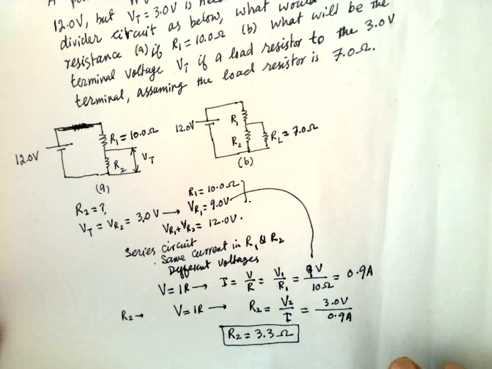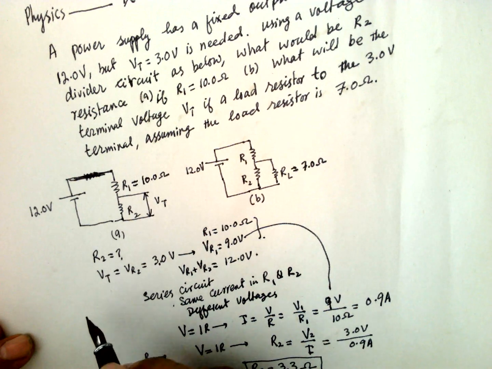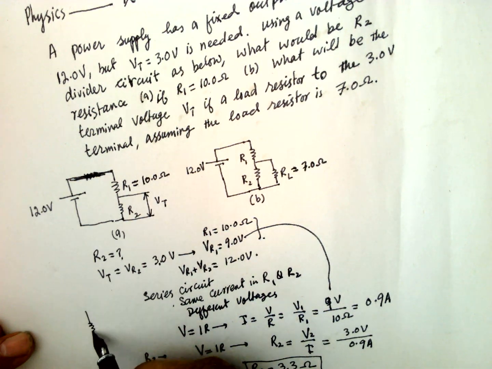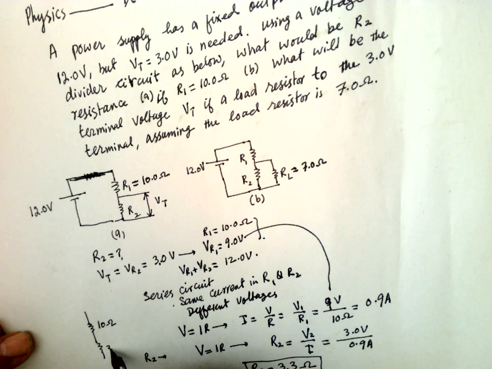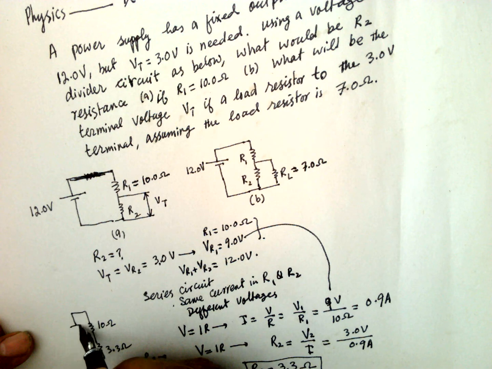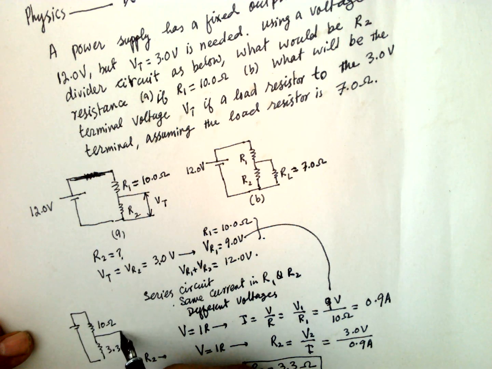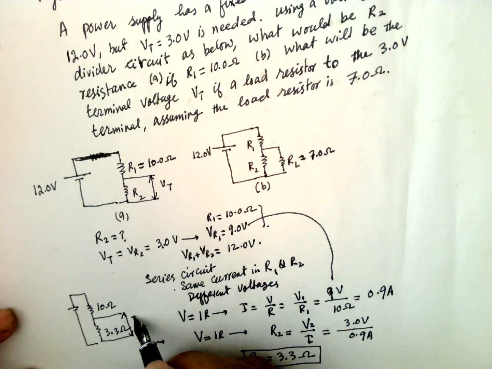So that means if the first resistor is 10 ohm, the second resistor is 3.3 ohm, then this voltage is 3 volt.